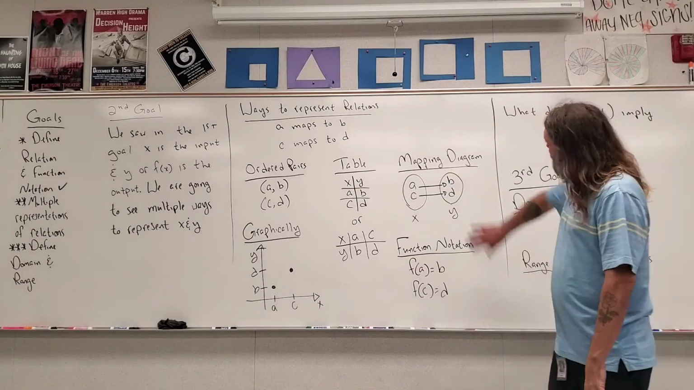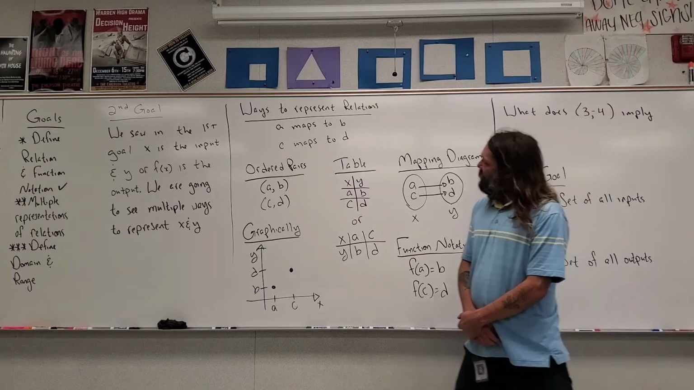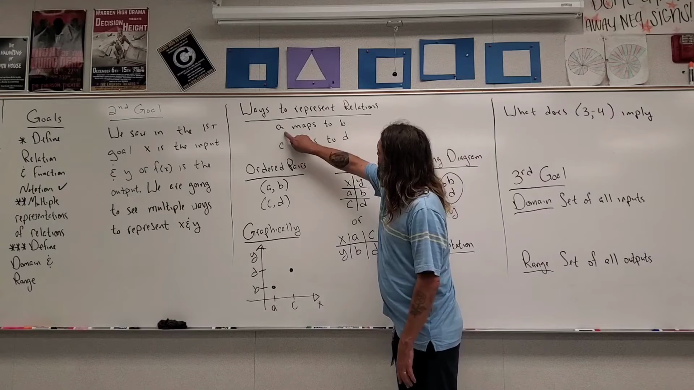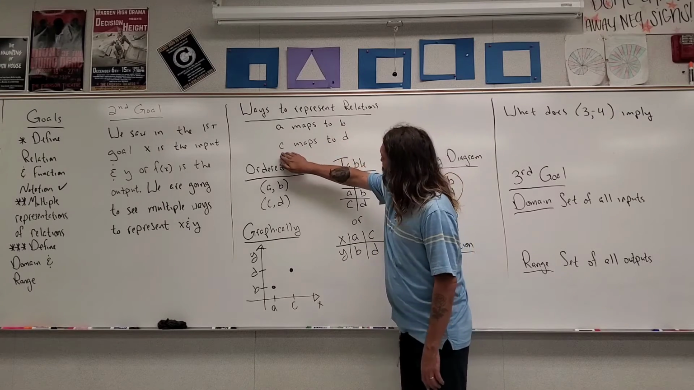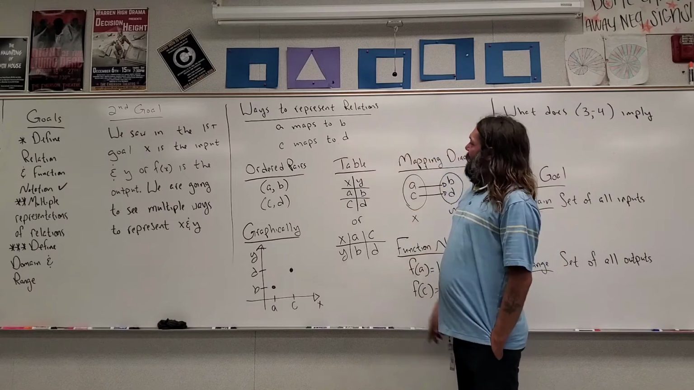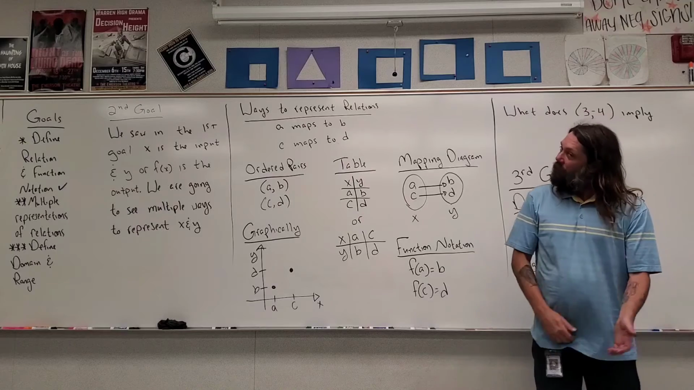And again, we want to see how to represent relations, and relations are input, which are x values, and output, which are y values. Here I have all of the ways that we can represent relations. Now I said the rule A maps to B, so my input A gets me output B. C maps to D. Input C gets me to output D. I have 5 ways that I can represent an x and a y value, or an input and an output.